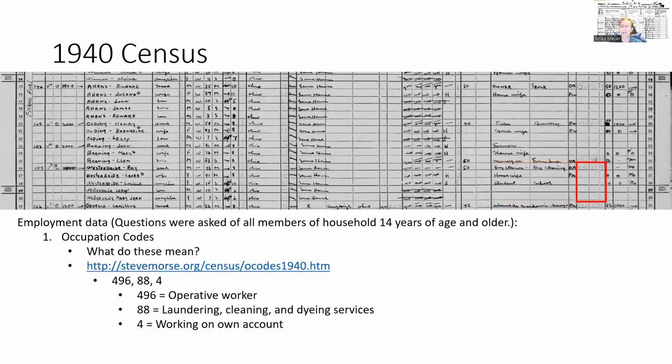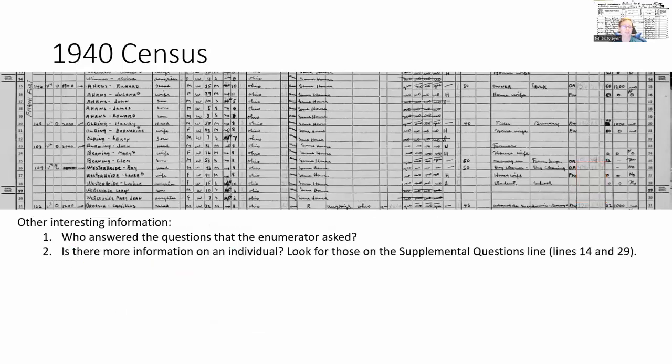And then there are occupation codes here. And so this one says 496, 88, and 4. This indicates, if you go to the Steve Morris occupation codes listing, 496 is operative worker, 88 is laundering, cleaning, and dyeing services, and 4 is working on their own account. So that should match up somewhat with the occupations previously listed in the columns previous to this.